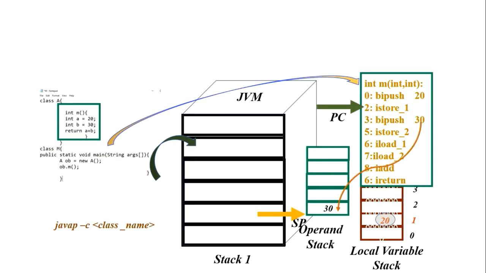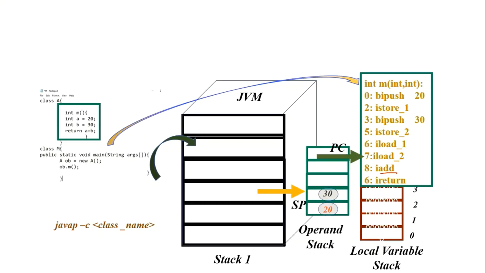Then again I will push 30. This 30 will be pushed into the operand stack. Then the stack pointer will be incremented by 1. Then we will go to the second portion. Again we will store this 30 into the local variable stack. Then again the program counter will be incremented by 1. Then the next term is loading. Loading means again load the item from the local variable stack to the operand stack. Then again 30 is loaded, and then we will perform the addition operation, which is known as the add operation.